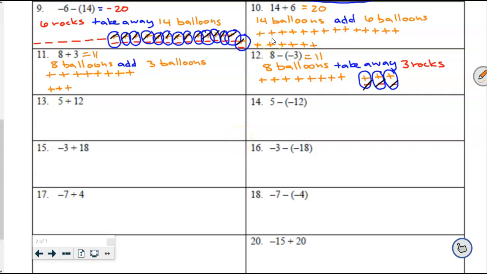Nope, we're not subtracting 8 from -3. We're subtracting -3 from 8. We're taking away rocks from balloons. But we're not really turning it into a positive. That's what that one is.